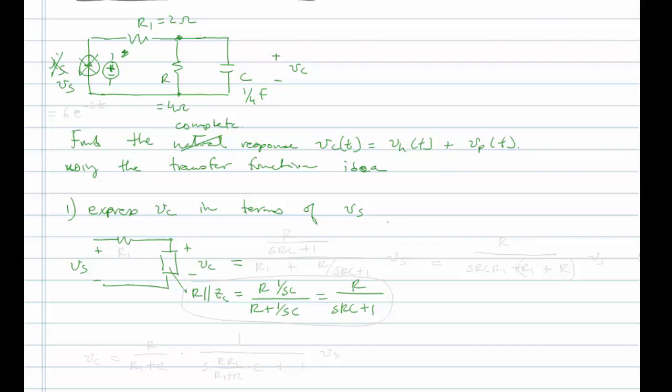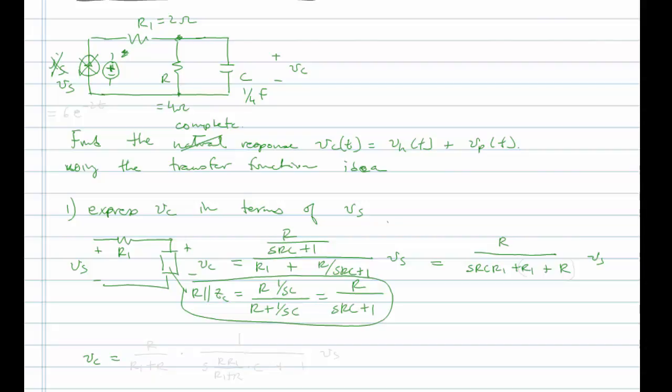Right? So I can write VC is equal to 1 over SRC plus 1 divided by R1 plus R over SRC plus 1, times VS. Let me clean this up a little bit. It's a little bit messy here. We'll write this again. I'll multiply through by SRC plus 1. I have R over SRC R1 plus R1 plus R, VS. And I'm going to keep cleaning it up, kind of like I did for the impedance function earlier.